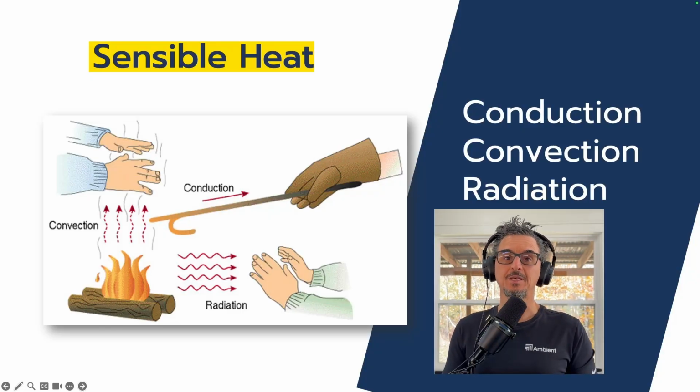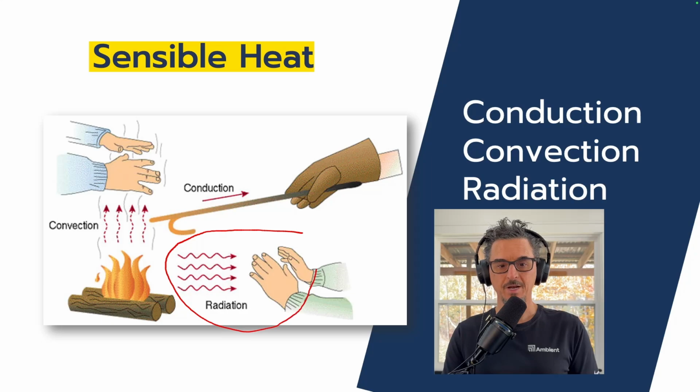Sensible heat is completely independent of moisture in the air. That has more to do with latent heat, which we'll talk about in a moment. There are three methods that sensible heat can travel. One shown here is called radiation.